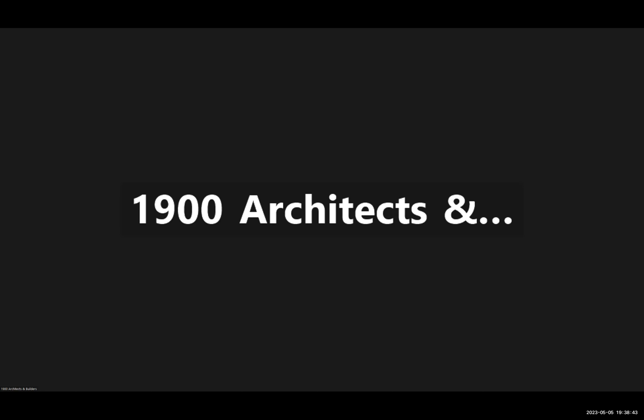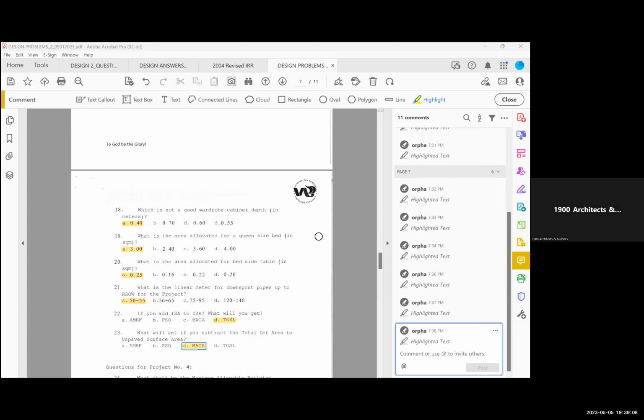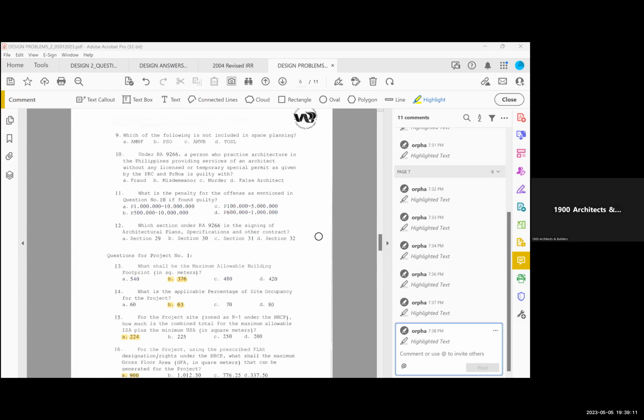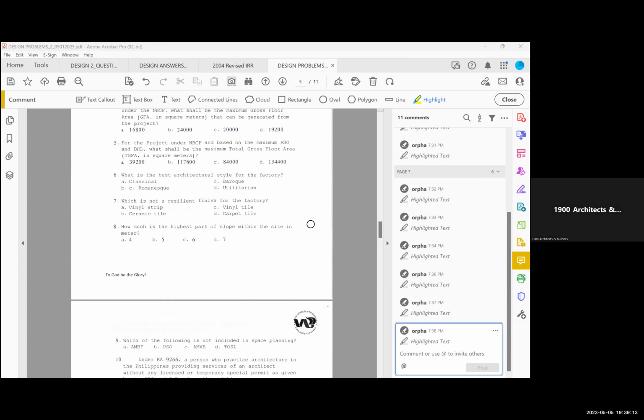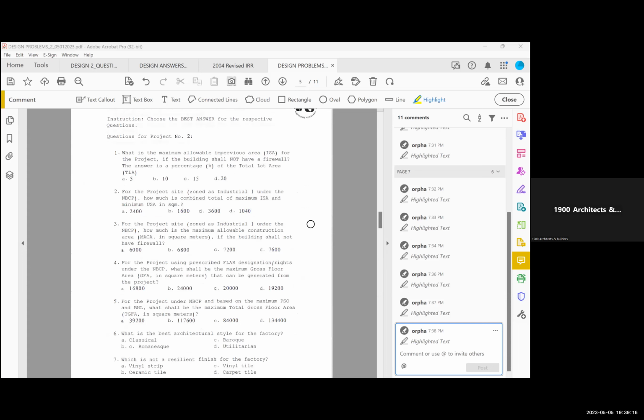Guys, habang nagsasagot tayo ngayon, sagutan nyo din. Hindi ko alam kung nag-print out kayo o meron din kayong naka-open na file na to. So, i-mark nyo na yung answer, kasi hindi ako magbibigay ng answer key. So, habang sinasagutan natin ngayon, i-markan nyo na yung answers. Questions for project number 2.